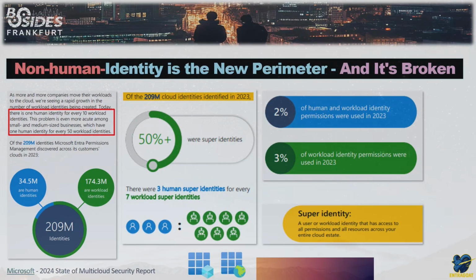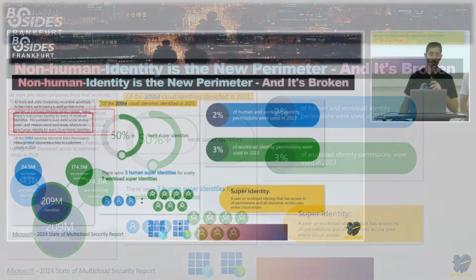Okay, so guys, hear me out here. They're right. Today, there is one human identity for every 10 workload identities. Workload identities are basically service account identities, non-human identities. This problem is even more acute among small and medium-sized businesses, which have one human identity for every 50 workload identities. So there are a lot of workload identities, service principal identities. And in addition to that, they mention that out of the 209 million cloud identities identified in 2023, 50% plus were super identities.